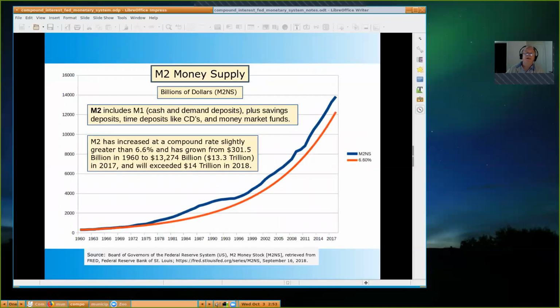Okay, the M2 money supply. This is a larger aggregate, and this includes savings deposits and time deposits, CDs, money market funds. So M2 is much larger than M1, but it includes M1. Now, its rate of increase has been around 6.6% per year. And you can see the red curve is the compound interest curve, and the blue curve is the M2 money supply. In 1960, it was 301 billion, and in 2017, it has increased to 13,274 billion, or 13.3 trillion. So that's the compound interest magic over a long period of time.